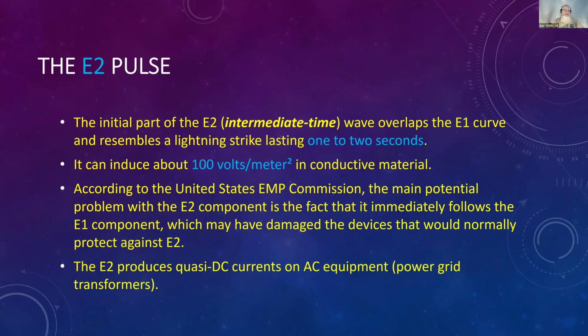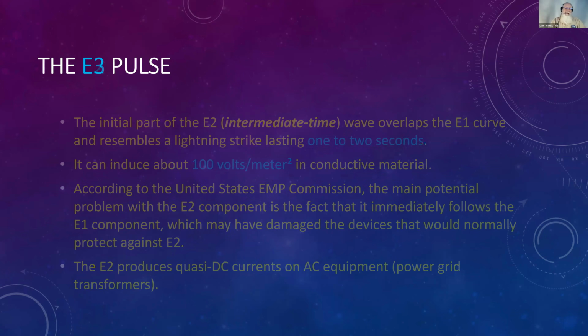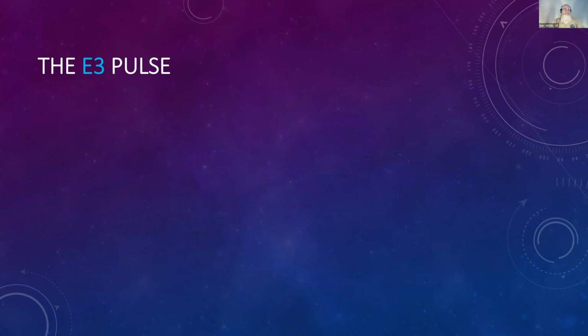Another thing that happens with the E2 is it produces quasi-DC currents, and when you apply DC currents on AC equipment, which is what the power grid is, you're going to have all kinds of issues. And I don't need to go into detail of what happens when DC currents are applied to AC circuitry. You get this little blue smoke that comes out.